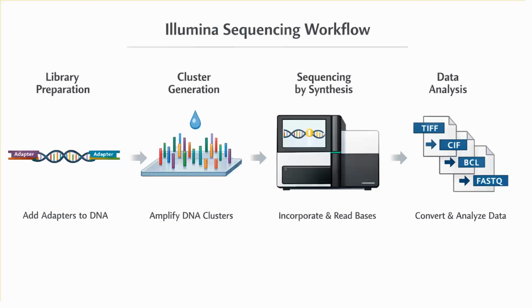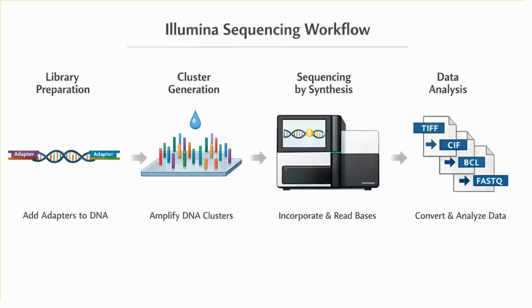There are several sequencing technologies available today. Some of the major ones include Illumina sequencing by synthesis or SBS, Pacific Biosciences single molecule real-time sequencing or SMRT sequencing, Oxford Nanopore technologies, that is nanopore sequencing, and earlier technologies like Sanger sequencing and pyrosequencing. Among these, Illumina sequencing by synthesis is one of the most widely used technologies in modern genomics. And this is what we will focus on today.